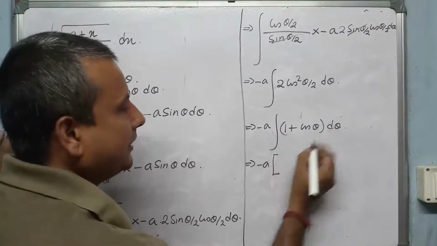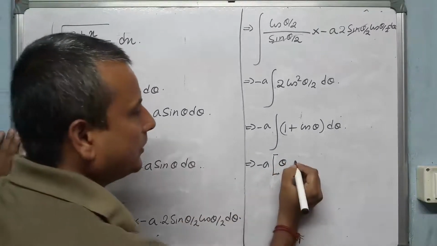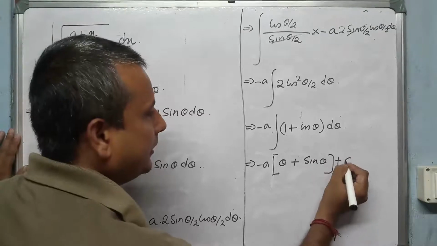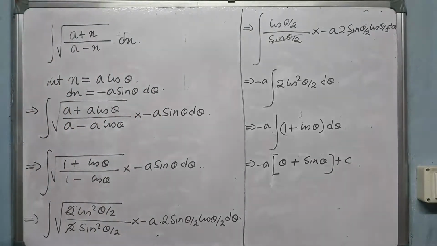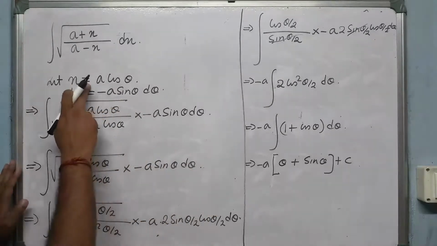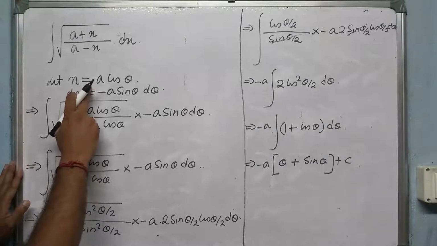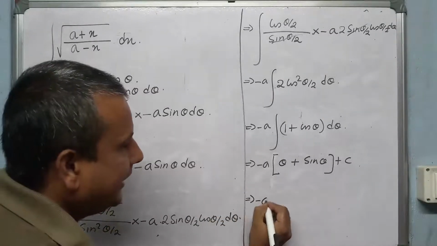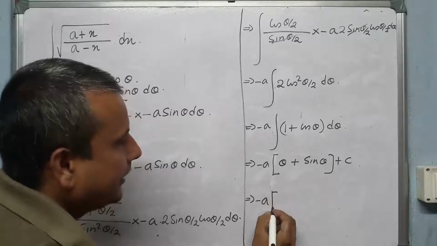Integration of 1 dθ is θ. Integration of cos θ is sin θ plus a. But you have to convert the things in terms of x or a. Now we can easily calculate the value of θ from this. Now the value of cos is given, so I'll write minus aθ.